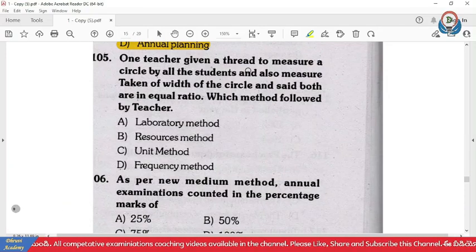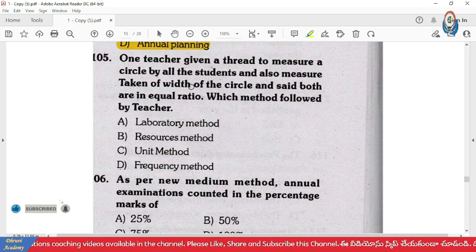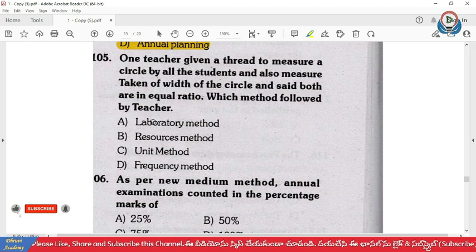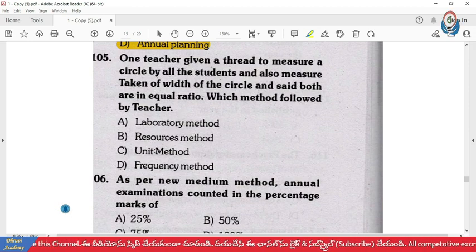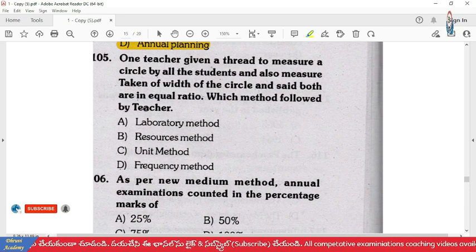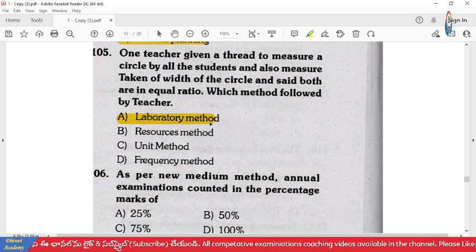One teacher gave a thread to all the students to measure the circumference of a circle, and also had them measure the width of the circle, and said both are in equal ratio. Which method was followed by this teacher? A. Laboratory method, B. resource method, C. unit method, D. frequency method? The answer is laboratory method. This is the right answer.